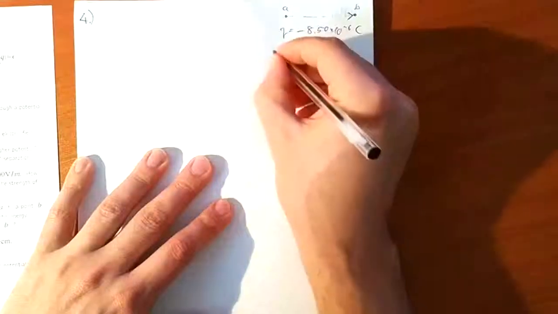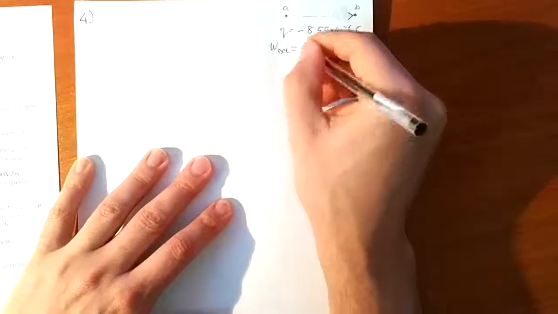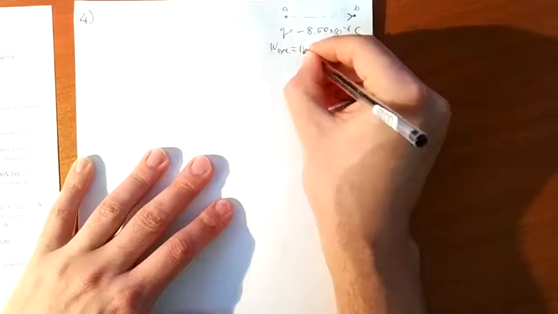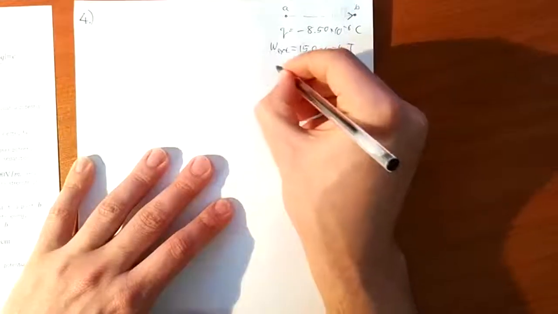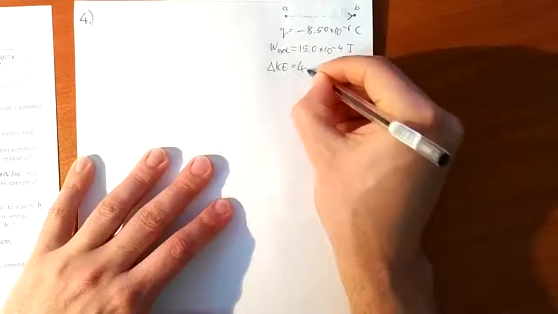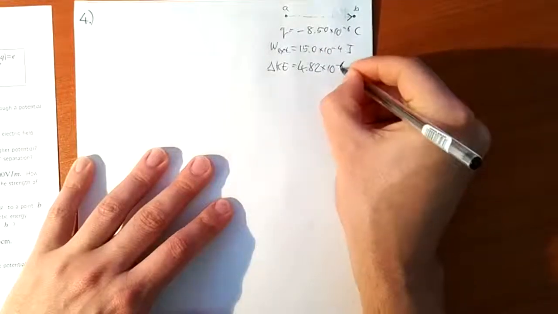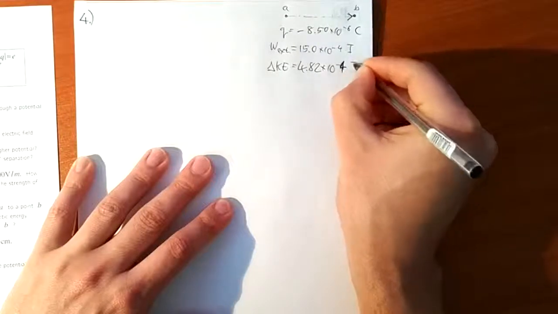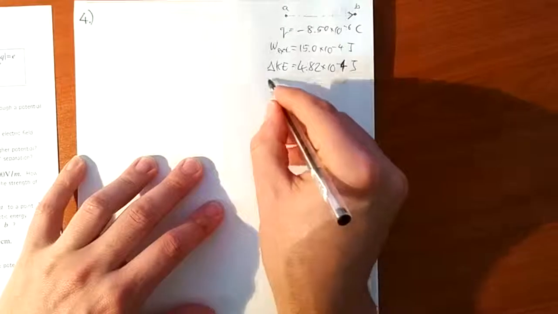And what else am I given? I'm given the work done by the external force, which is 15.0 times 10 to the minus 4 joules. And I've got the change in kinetic energy, and that's given as 4.82 times 10 to the minus 4 joules.